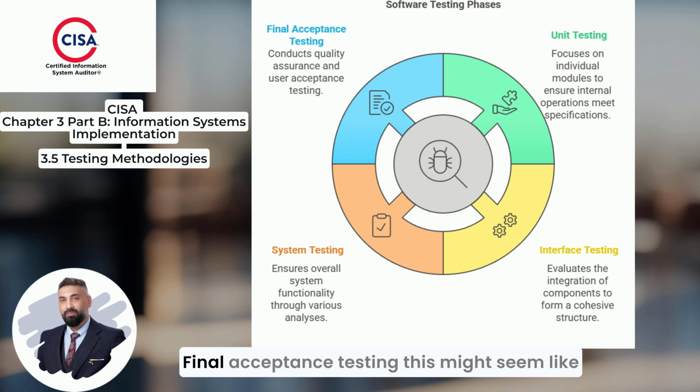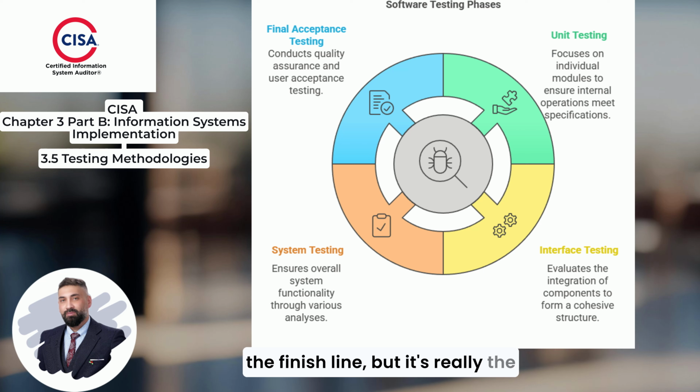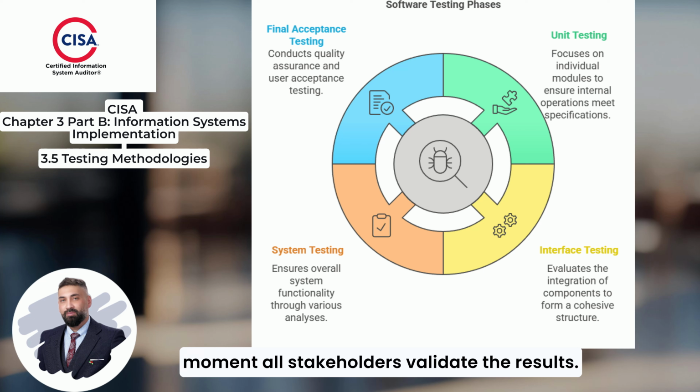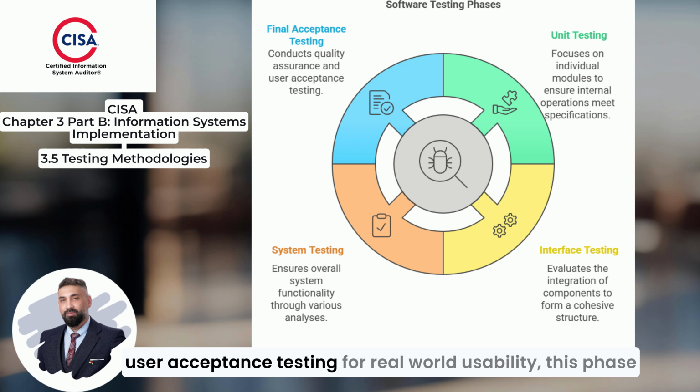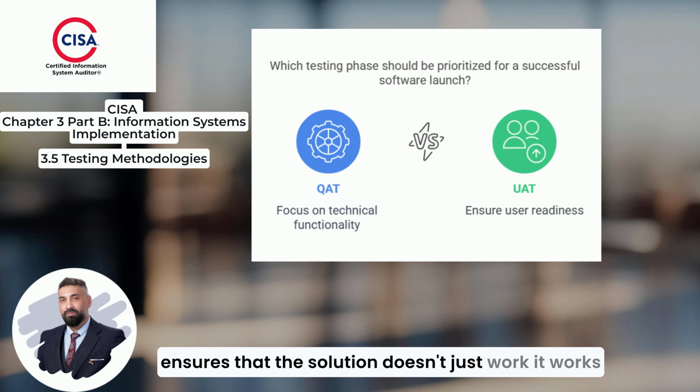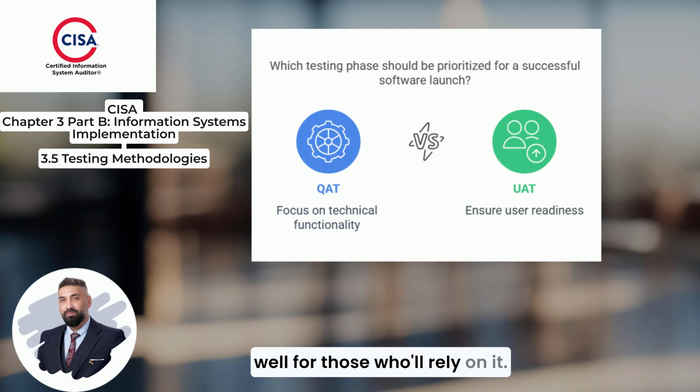4. Final acceptance testing. This might seem like the finish line, but it's really the moment all stakeholders validate the results. It is divided into quality assurance testing, QAT, for technical performance and user acceptance testing, UAT, for real-world usability. This phase ensures that the solution doesn't just work, it works well for those who will rely on it.